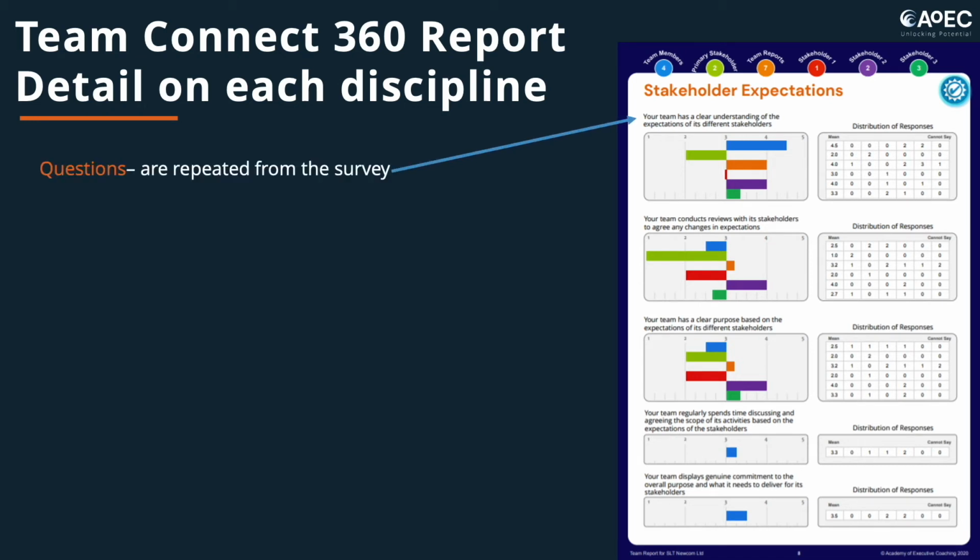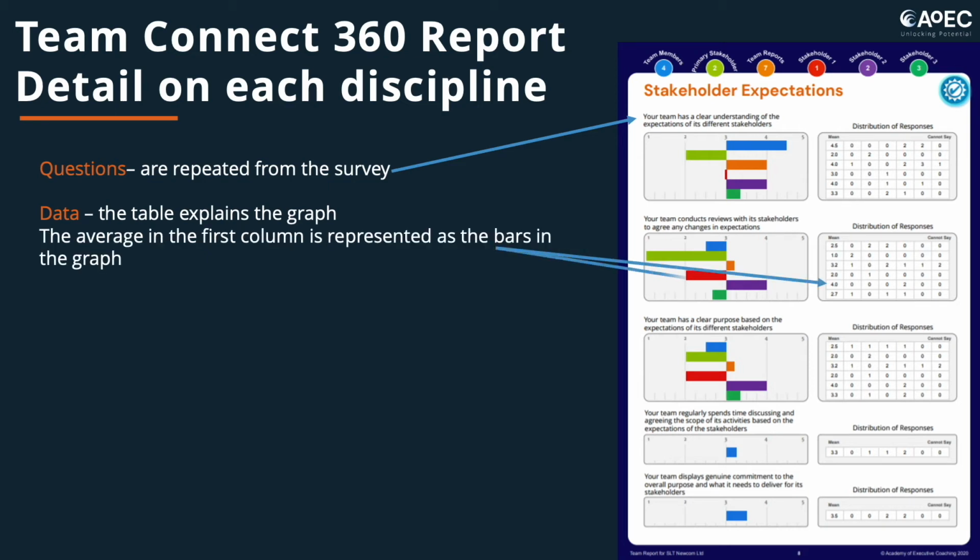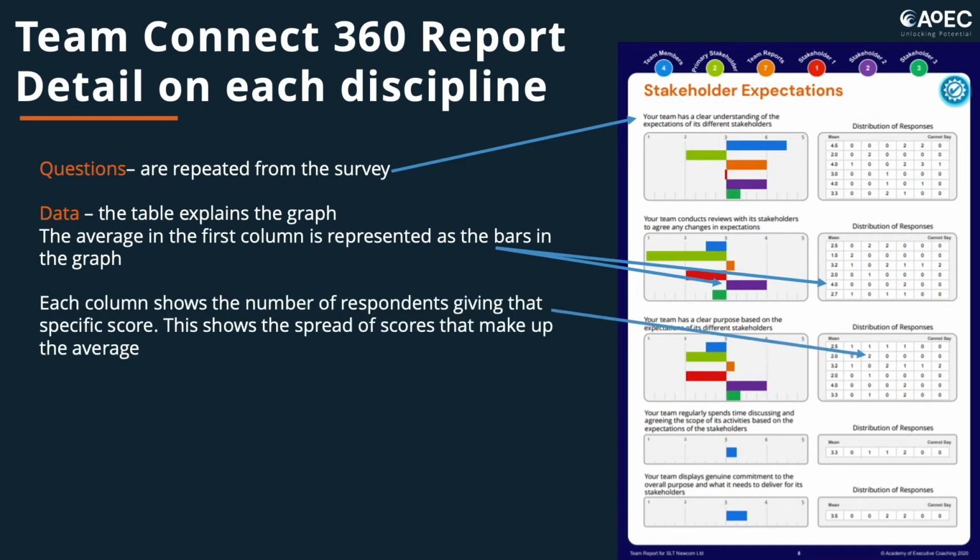So the questions are a repeat from the survey, so you can see what the graph relates to. The table explains the graph. The average in the first column is represented as the bars in the graph. Each column shows the number of respondents giving that specific score. This shows the spread of scores that make up the average. And on your program, the faculty will explain the importance of these scores.